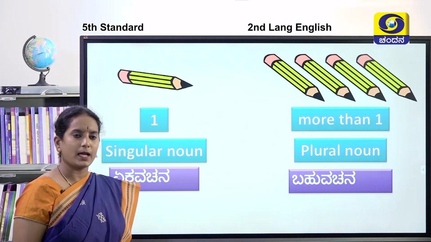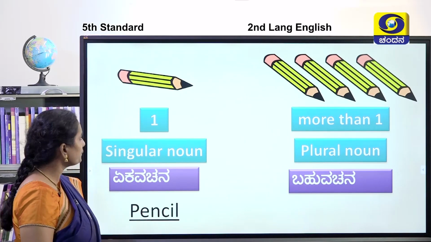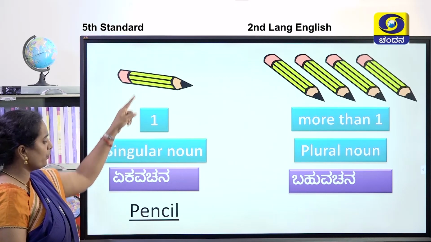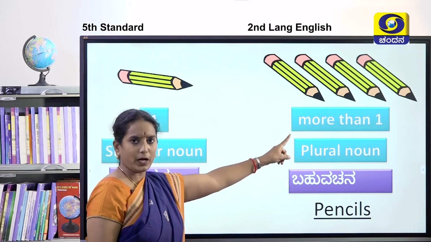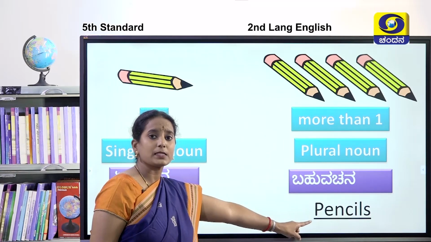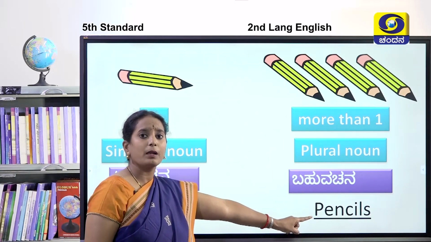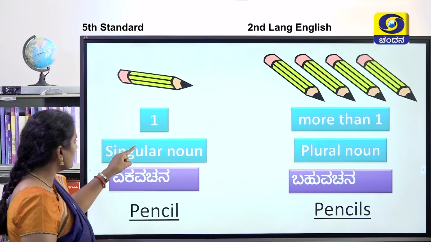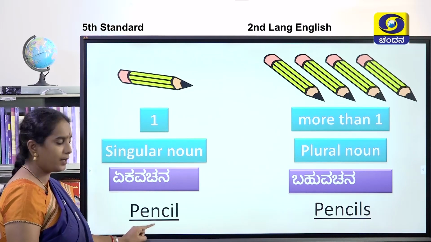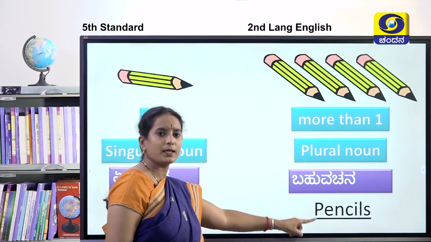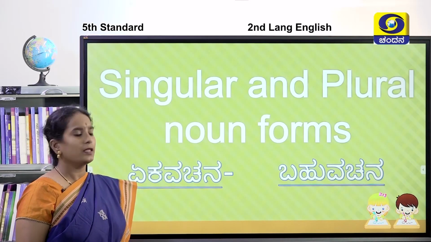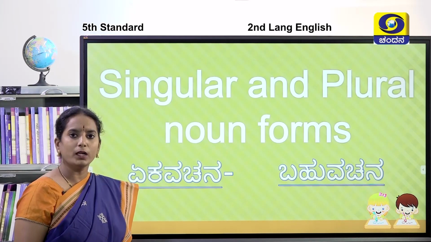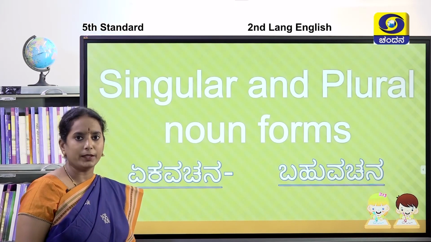Now let us understand more about this. When it is one, we call it as pencil. When it is more than one, we call it as pencils. What do we call? Pencils. So, the singular noun is pencil and the plural noun is pencils. Now, let us learn how to write the singular and plural noun forms for other words.